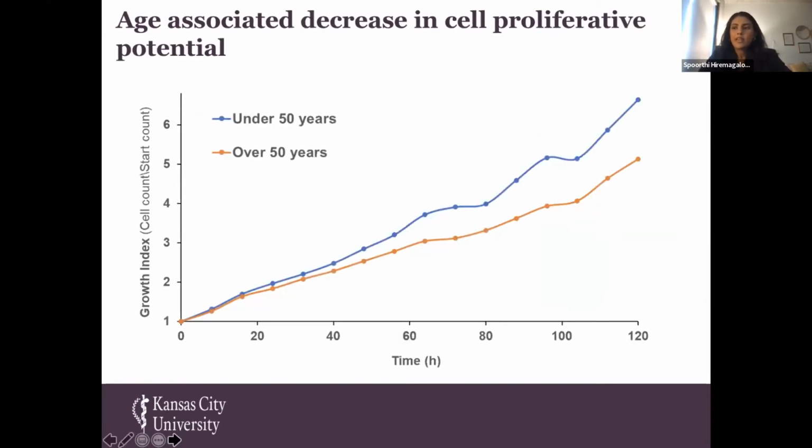Lastly, we also examined cell proliferative potential using quiescent cell lines by subculturing them at low density and measuring the growth index. You can see a clear difference between the red group and the blue group. The red group is cell lines over 50 years of age, and the blue group is cell lines under 50 years of age. And there's an age-associated decrease in cell proliferative potential based on this data.